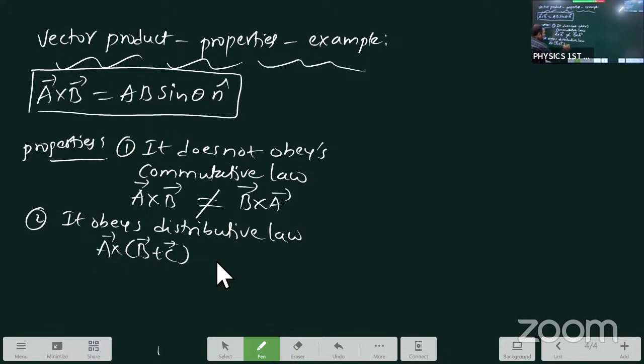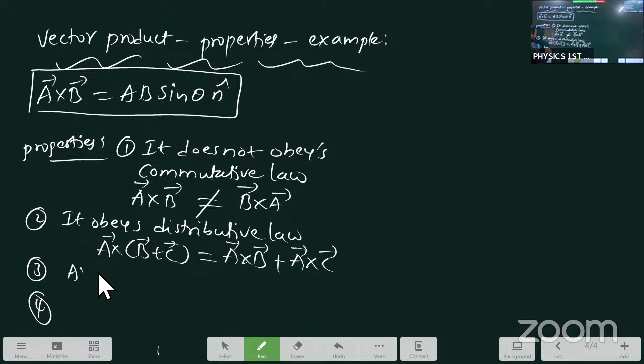A cross (B plus C) equals A cross B plus A cross C. One does not obey, one obeys, student. Other than this, you take these two simple properties: the area of a parallelogram is A cross B, and the area of a triangle.